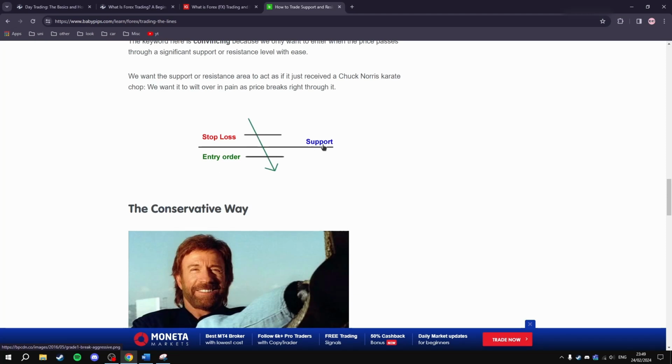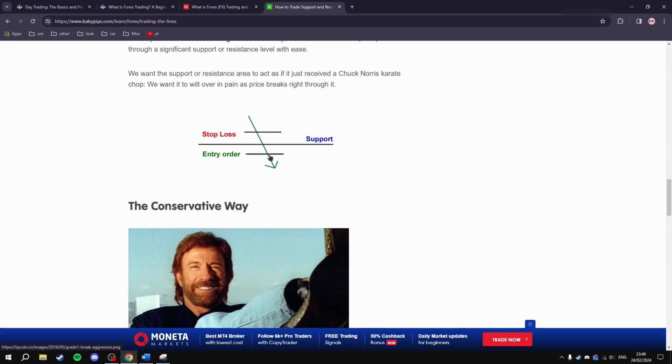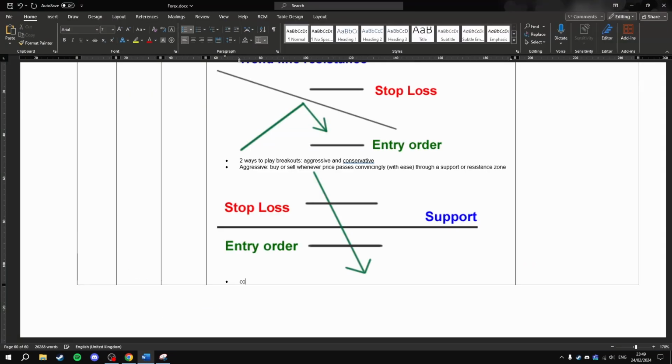Stop loss order, so support, this is a breakthrough. We want to enter right here. The conservative way.